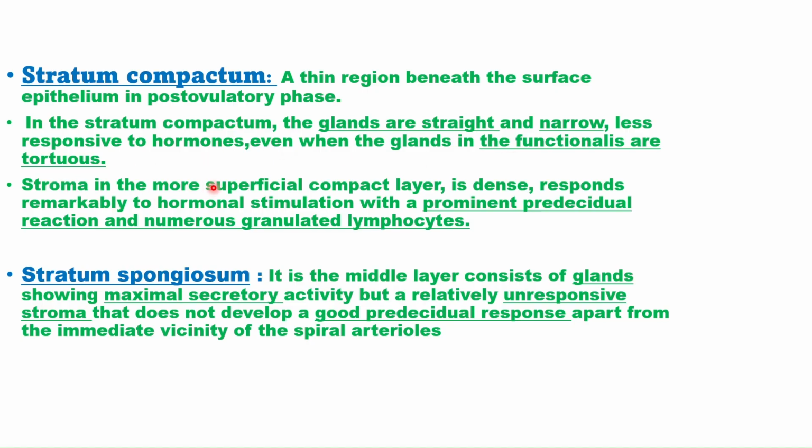In the stroma, it is the superficial compact layer having a dense arrangement. It responds remarkably to hormone stimulation with the prominent pre-decidual reaction and numerous granulated lymphocytes. And the stratum spongiosum is the middle layer of the functionalis, which consists of glands showing maximal secretory activity but relatively unresponsive stroma that does not develop a good pre-decidual response apart from the immediate vicinity of the spiral arterioles.